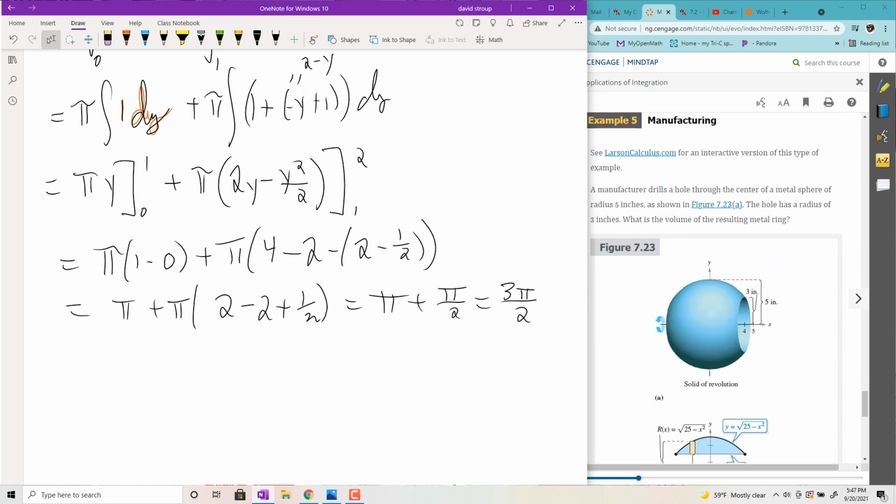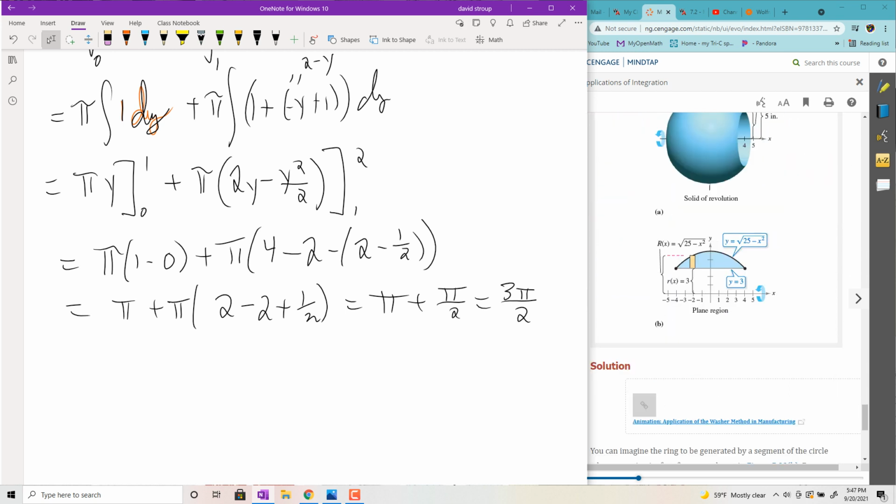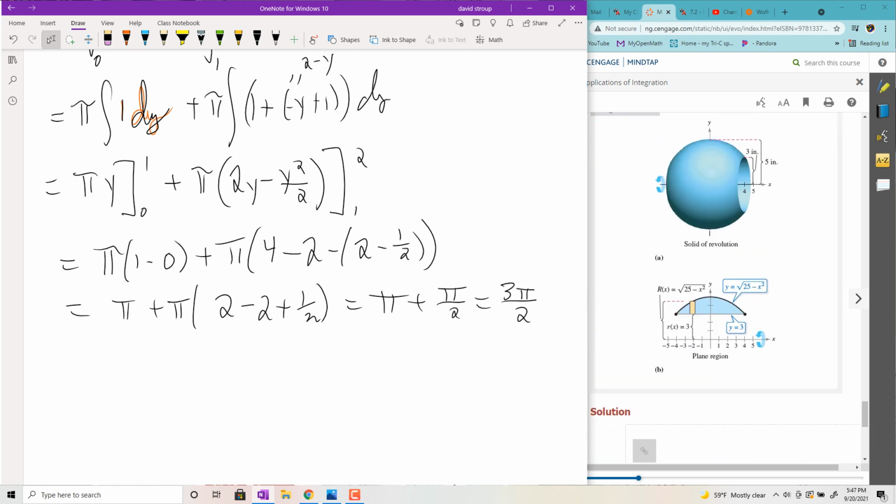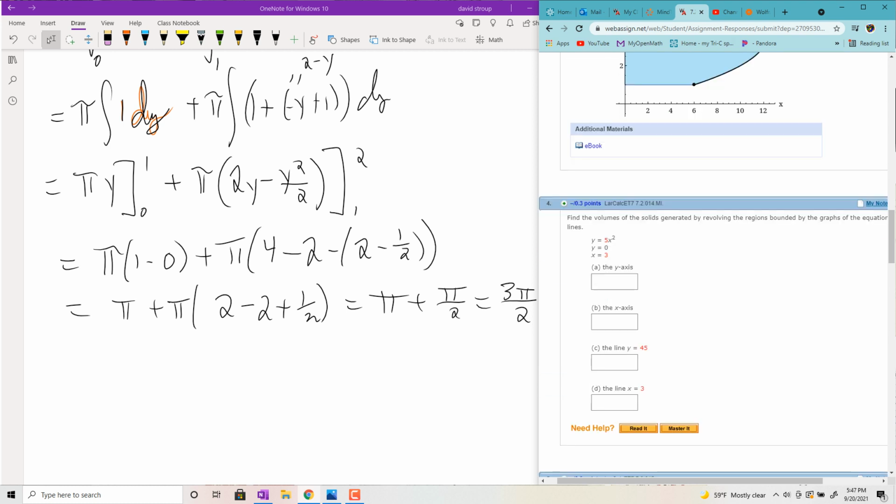Okay, so did a little technology, some manufacturing stuff. We'll see this problem in WebAssign, so let me do the WebAssign version of this and probably make that one our video quiz.